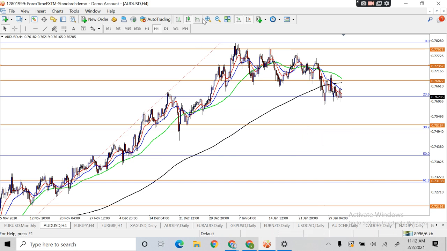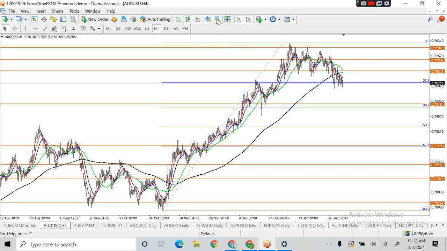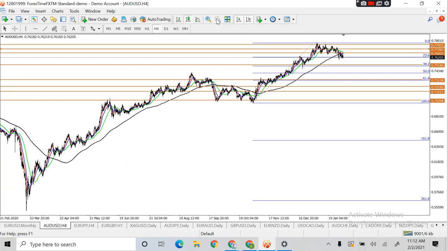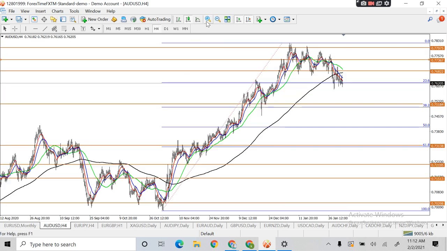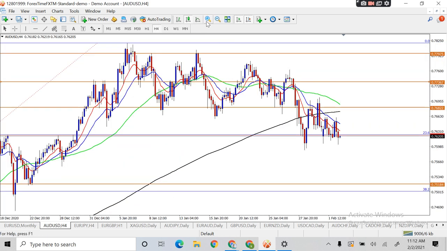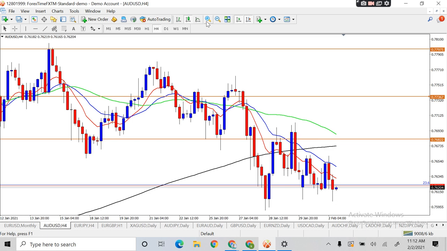So a sell. I'm looking at a sell for this pair right now, though it is a long-term buy, but right now it is selling, or it's pulling back rather, and there are very interesting sell opportunities for it.